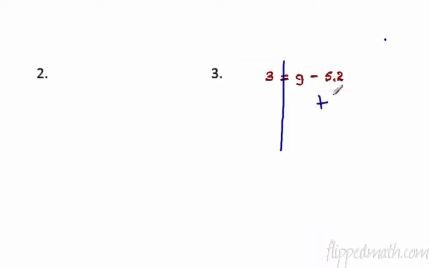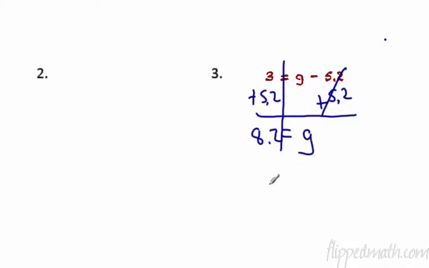So we're going to add 5.2 to each side, plus 5.2. They cancel out. We get 3 plus 5.2, that is 8.2 equal to. They canceled, and we have a G. So we get 8.2 equals G, which is the same as writing G equals 8.2.